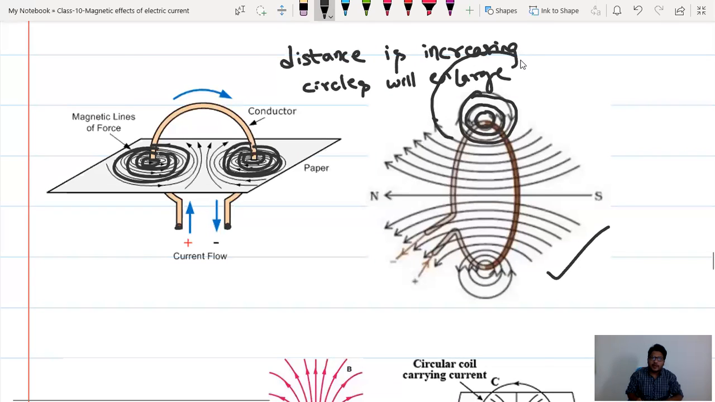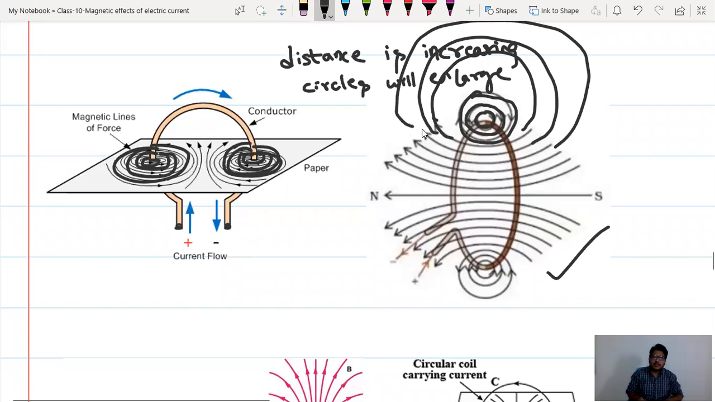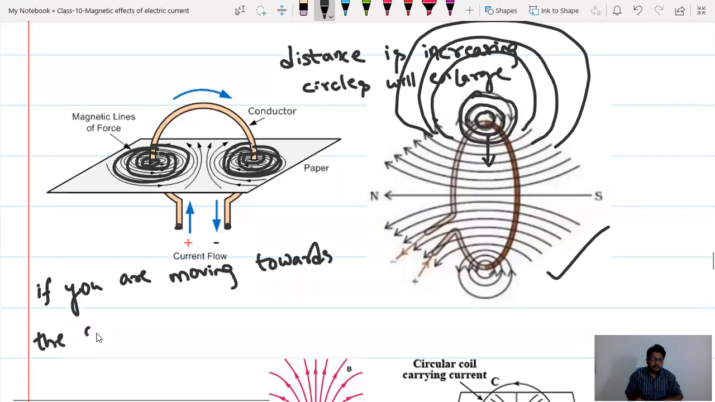Here you can observe circumference still it is becoming more. Now this is one big circle. Now this is another big circle. Now this is another. So these lines are nothing but curves. Curve is nothing but part of circle, right? So you are moving inside. If you are moving towards the center, circle will become a straight line.